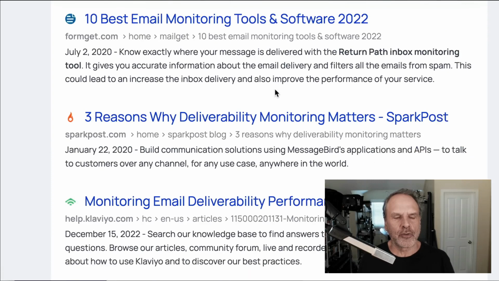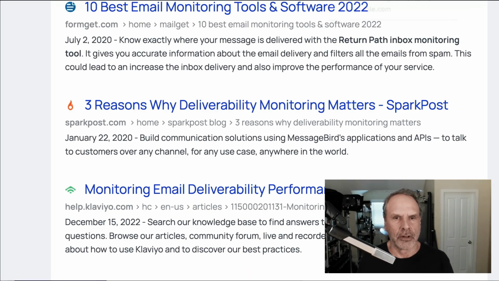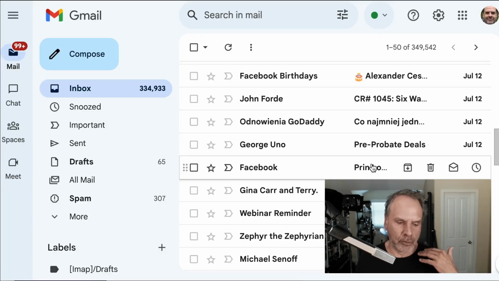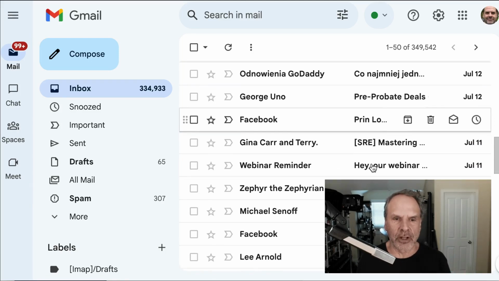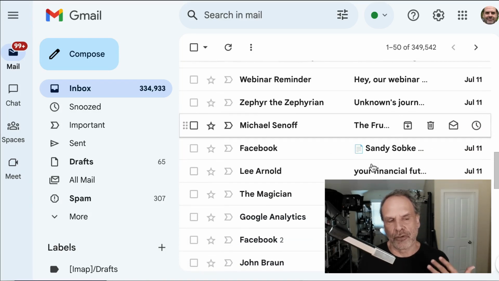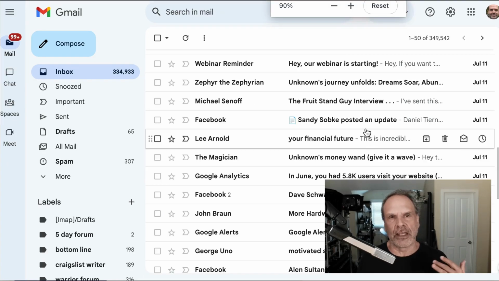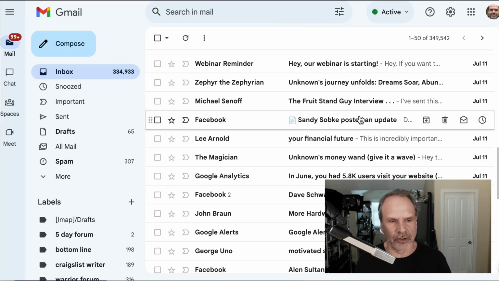And these really aren't effective. They're really not effective because you have to have a real mailbox that you interact with, that you open some things, that you click on some things just like you normally would. And if you don't do that, then it's like a fake mailbox and you're not going to be able to get any real deliverability information out of that.